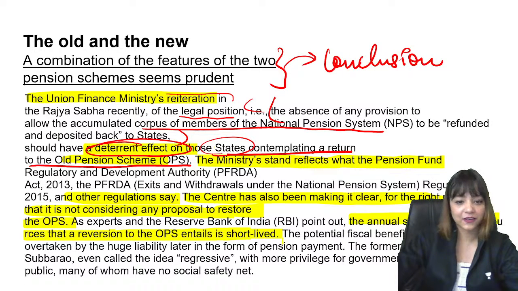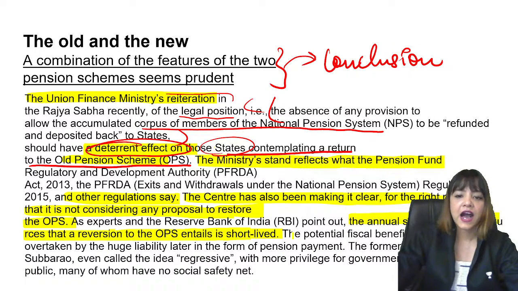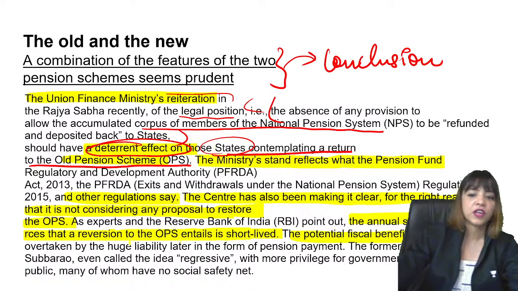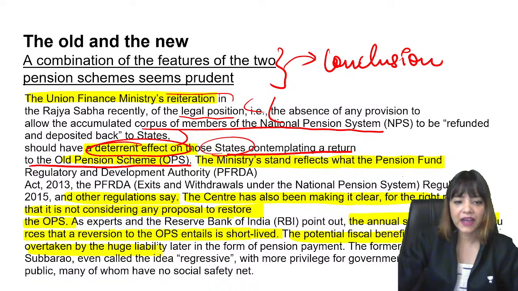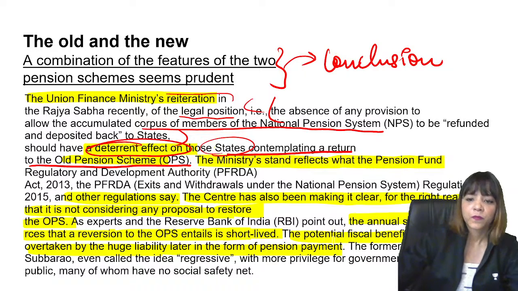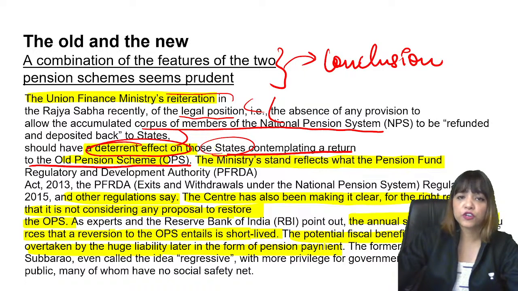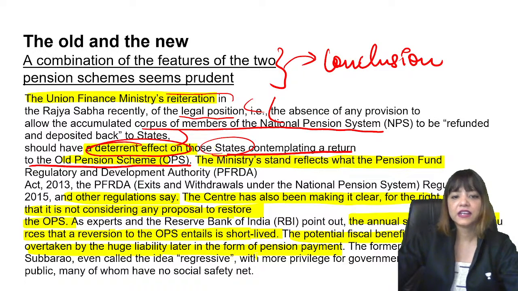Okay, coming back to the topic, the potential fiscal benefits would be overtaken by the huge liability later in the form of pension payment. अगर हम potential fiscal benefits को देखें, तो ये किस चीज से बाद में overtake हो जाएगी? By the huge liability later in the form of pension payment. Pension payment के form में जो बाद में liability आएगी, जो responsibility आएगी, वो इसको ओवरटेक कर लेगी, राइट? इसका फिस्कल बेनिफिट्स को ओवरटेक कर लेगी, राइट? सो बेसिकली the fiscal benefits will be overtaken by liabilities in the pension payment, ठीक है?